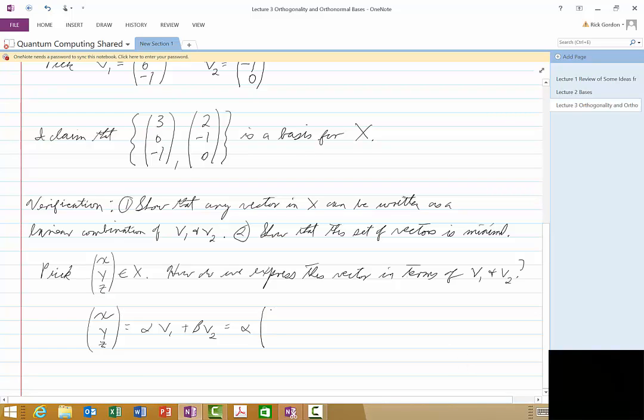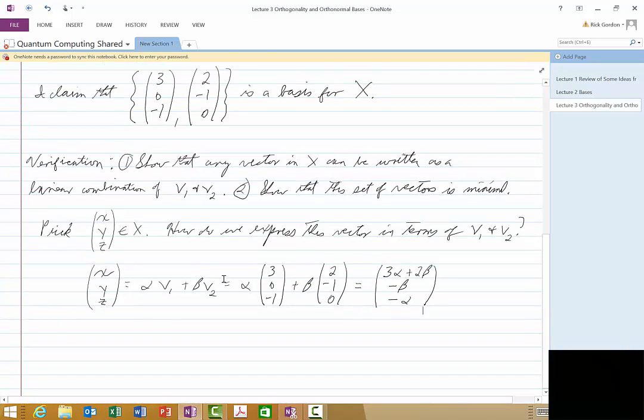times V1, well, V1 is 3, 0, negative 1. And V2 is 2, negative 1, 0. And therefore, we have 3 alpha plus 2 beta for the first component, minus beta for the second component, and minus alpha for the third component. And that vector on the right-hand side must be equal to this vector on the left-hand side. And so you can see, for those vectors to be equal to each other, each component must be the same.